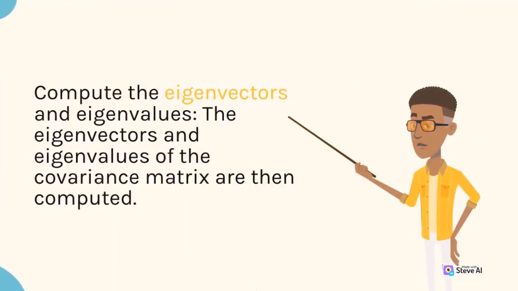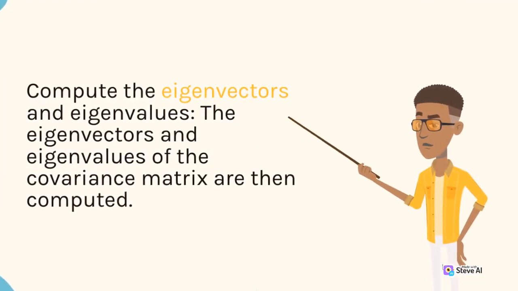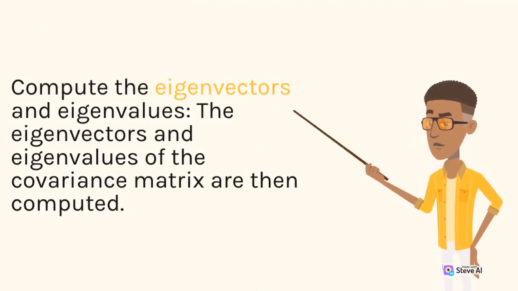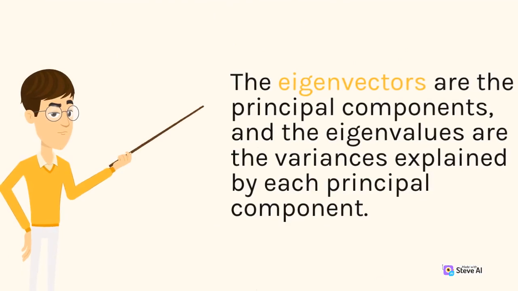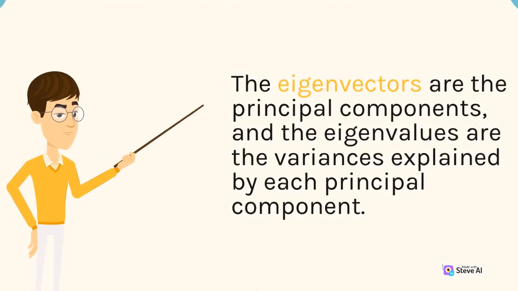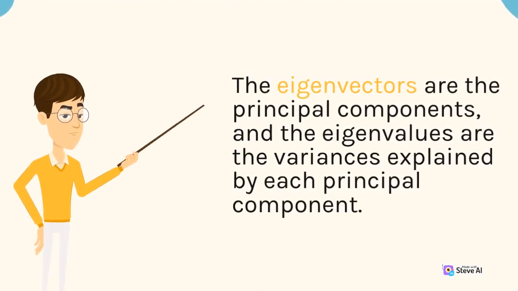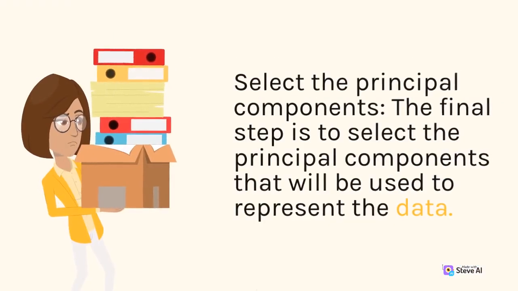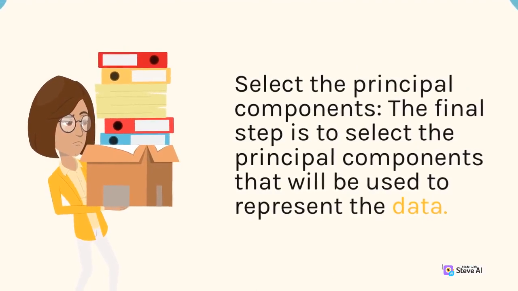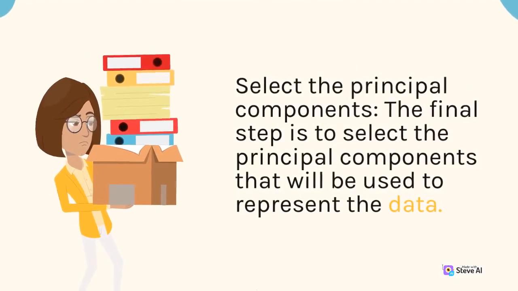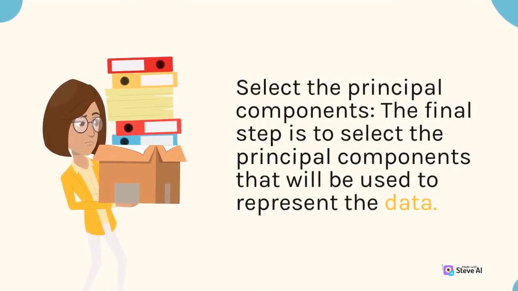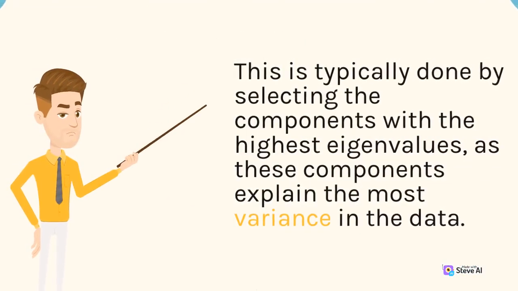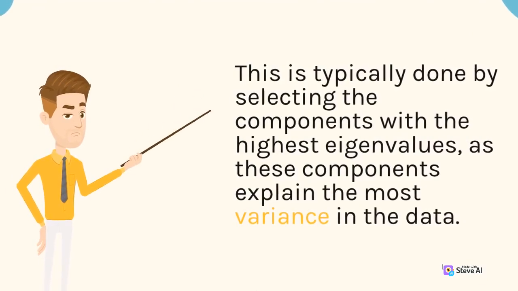Compute the eigenvectors and eigenvalues. The eigenvectors and eigenvalues of the covariance matrix are then computed. The eigenvectors are the principal components, and the eigenvalues are the variances explained by each principal component. Select the principal components. The final step is to select the principal components that will be used to represent the data. This is typically done by selecting the components with the highest eigenvalues, as these components explain the most variance in the data.